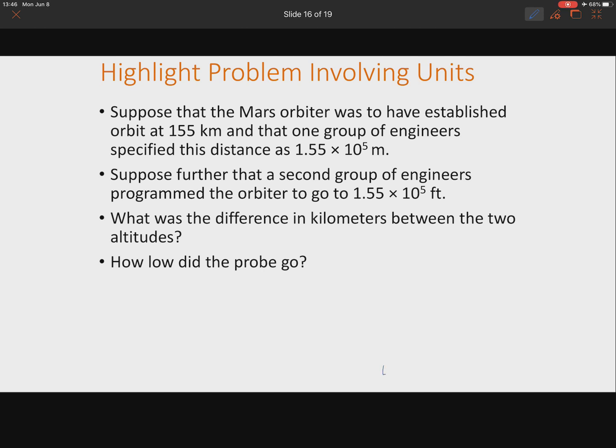So it was supposed to come down. Here's a satellite or whatever. And it's supposed to be above the surface by 1.55 × 10^5 meters. So 1.55 × 10^5 meters above Mars's surface. Find out what the difference is when someone programs it at 1.55 × 10^5 feet.